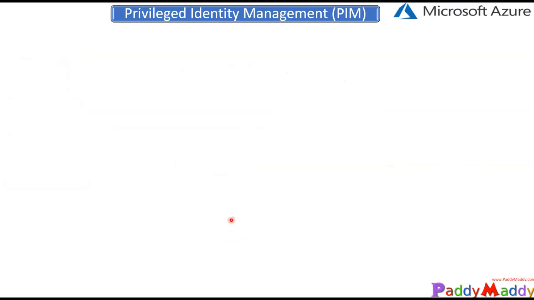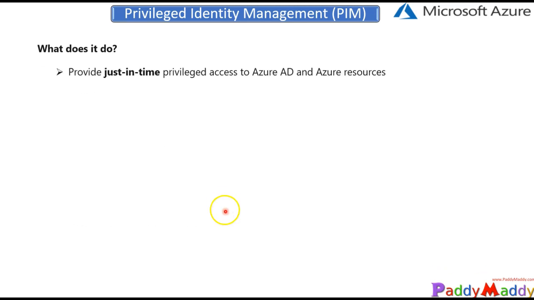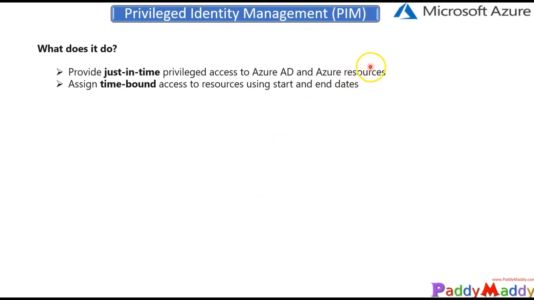If you want to learn more, let's understand what it actually does. It provides just-in-time privileged access for your Azure Active Directory or Azure resources, and this access is completely time bound. When I say time bound, the access will be granted to those resources or to Azure AD within that specific time only. They can start and end within that time frame only. Of course, they can request an extension, and based on the approvals, it can go further.